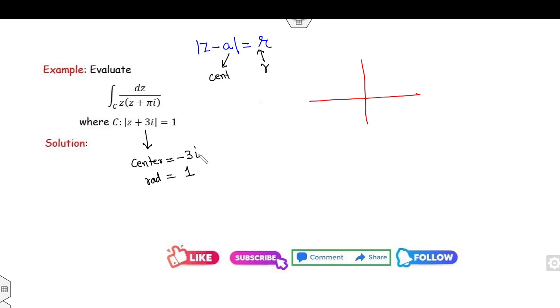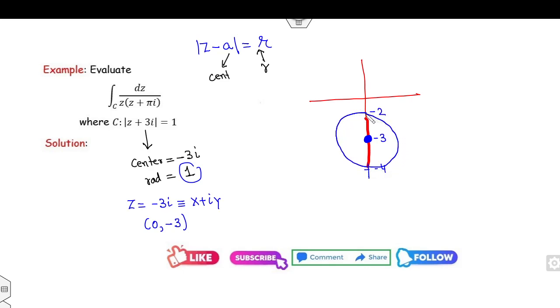Fine. So if the center is -3i, that means x is 0, y is equal to -3, if you compare with x plus iy. So where is (-3, 1)? Where is it? It is (0, -3). This is my (0, -3). And the radius is my 1. So that will be -2. This is -4. So your circle is in this case.